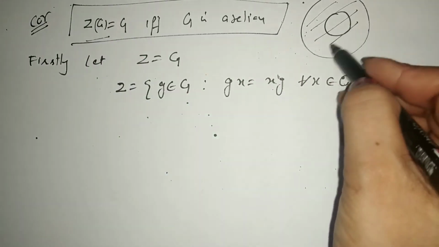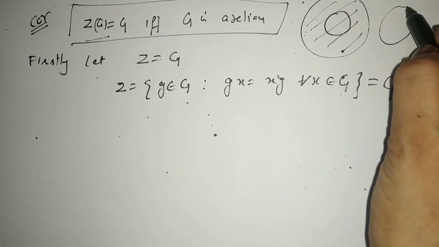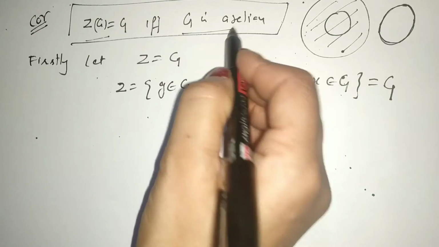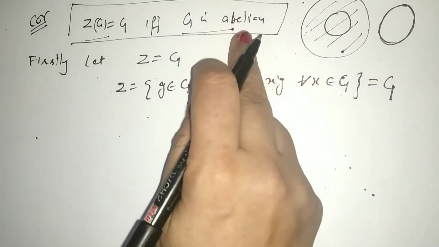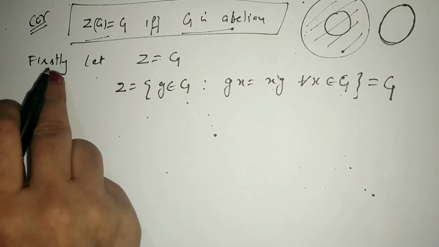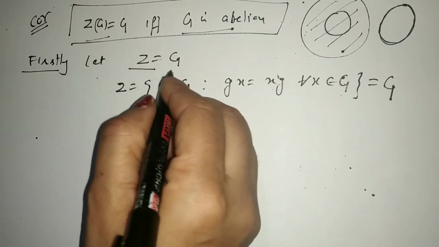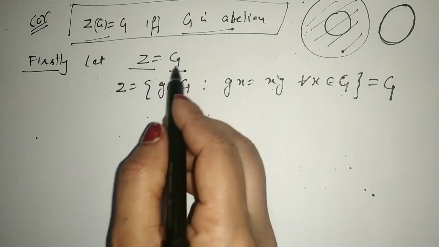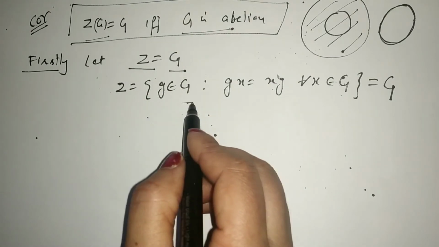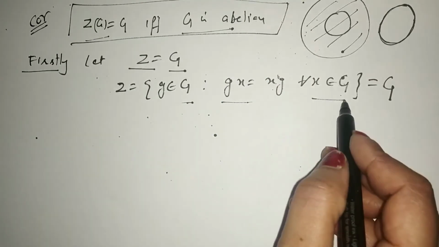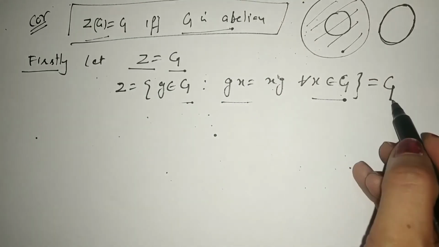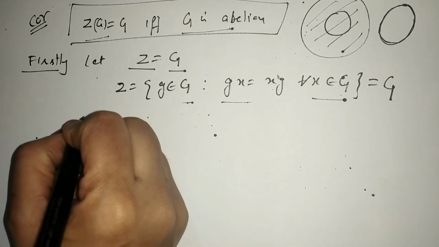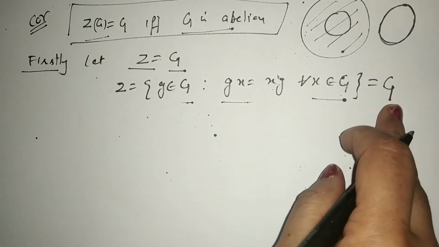Important corollary: Z is equal to G, which means the set and its center are equal, the whole set is its center. So these will become overlapping sets in case G is abelian. Abelian means the commutative property holds for every element of G. So how to prove this? Firstly we let Z is equal to G and we will prove G is abelian. If Z is equal to G, and Z is the set of elements of G which commute with each element of G and it is equal to G, it means every element of G commutes with G, right?